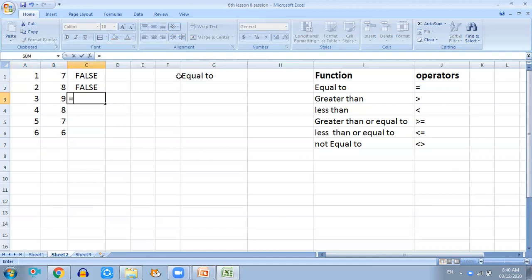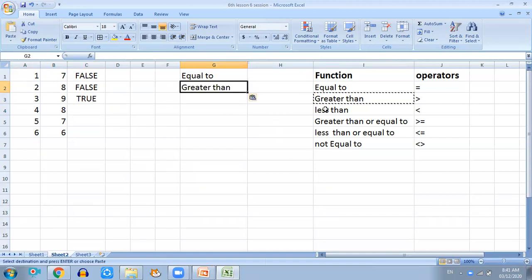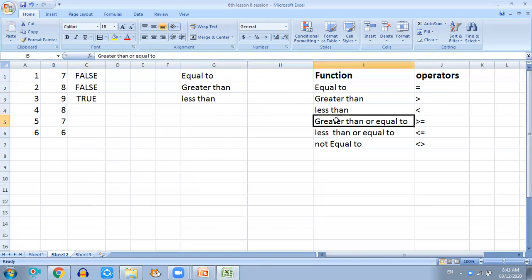Now next, equal to A3 less than 9. 3 is less than 9. Yes, right, so it is true. Now this one we compared for greater, and this one we compared for less than. Next we have to do greater than or equal to.